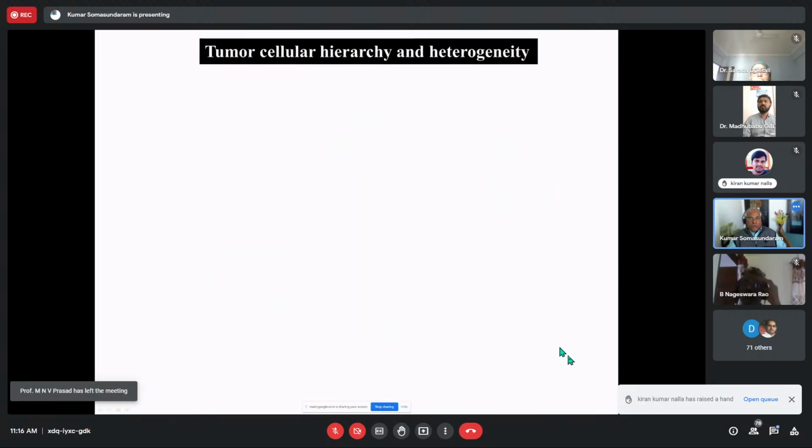So next slide, tumor cellular hierarchy and heterogeneity, how does it come? If you look at the hierarchy, I told you on the previous slide, there are cancer stem cells, differentiated cells, stromal cells. Which of these cells is very important? Which is on the top of the hierarchy? If there are so many different types of cells in the tumor, which is on top, which is the most important cell in a tumor?